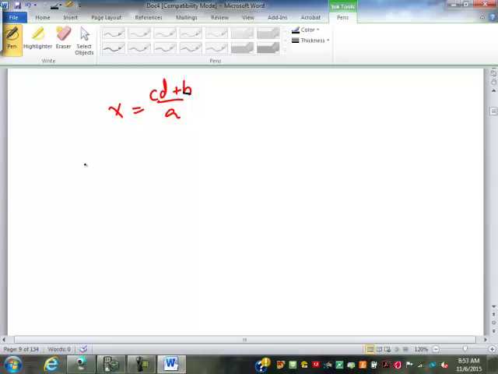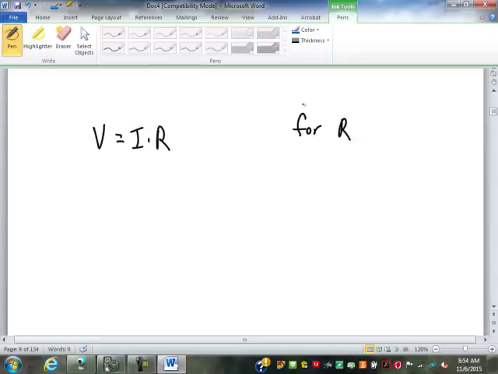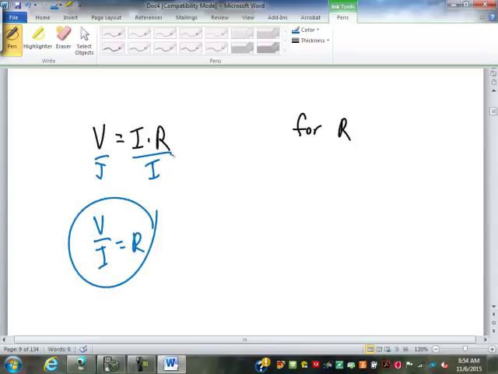So I'm going to have you guys solve that for r. Not terribly tough, right? We divide by I. So yeah, v over I equals r. So r equals v over I. Not too bad.